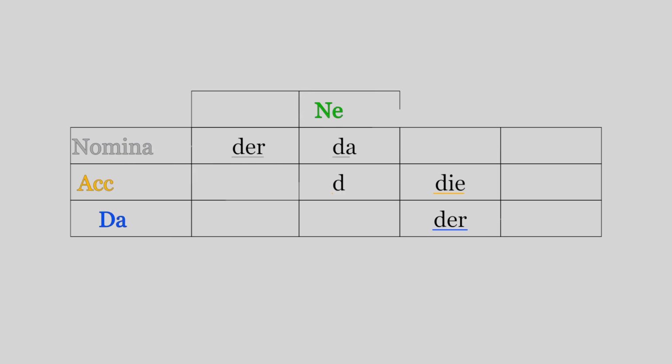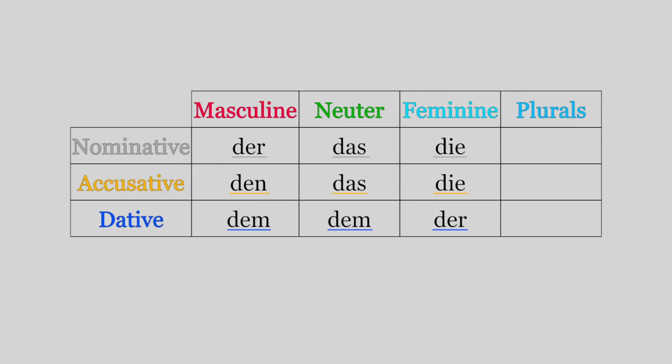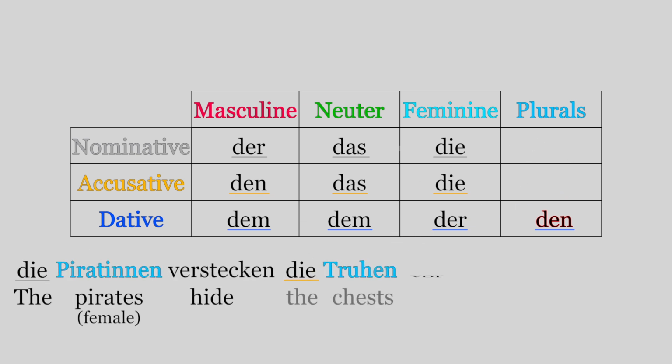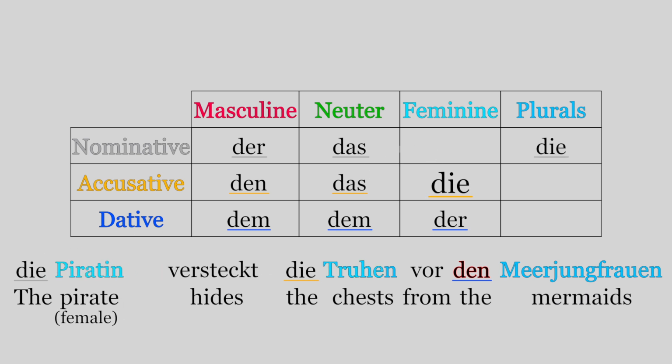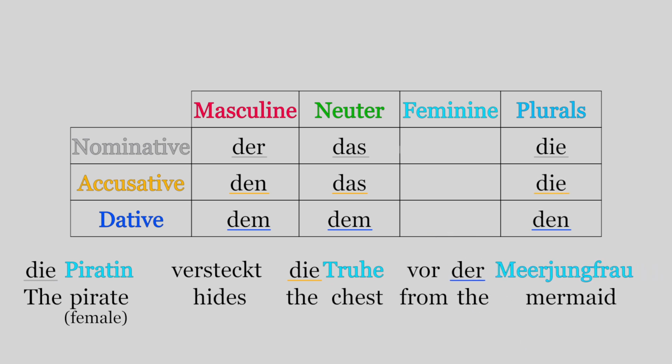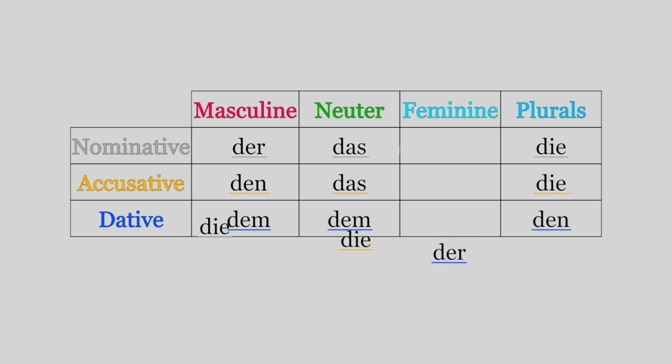Let's start by adding plural nouns to our declension chart. You've probably seen plural nouns with d in front of them. This is the same as for feminine words. In fact, all of the plural declensions are the same as the feminine, except for dative, in which d becomes den instead of der. So, die Piratinnen verstecken die Truhen vor den Meerjungfrauen can be said in the singular as die Piratin versteckt die Truhe vor der Meerjungfrau. That being said, adding plurals to complete our chart of definite articles cases is pretty straightforward, and as long as you remember that they line up with the feminine case, except for dative, you'll be okay.